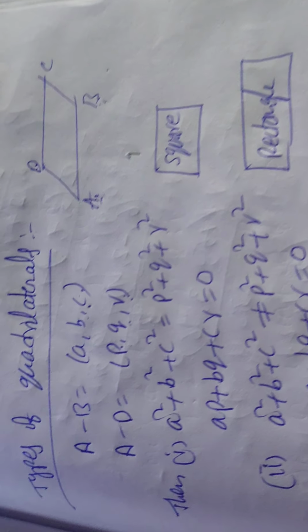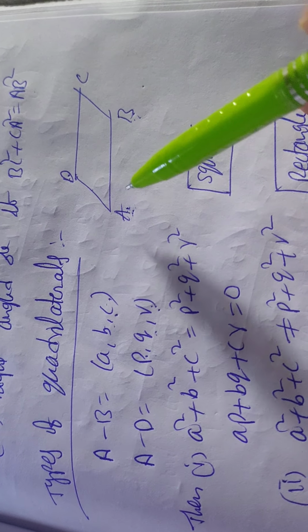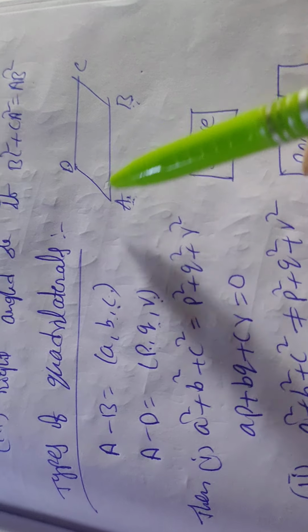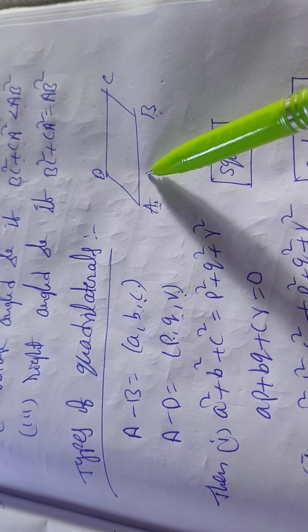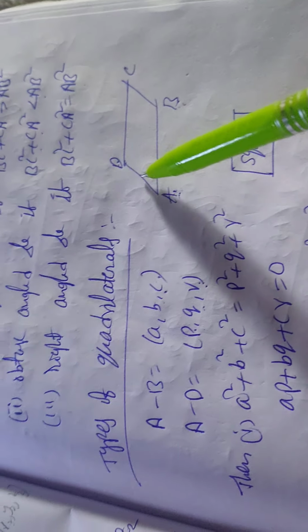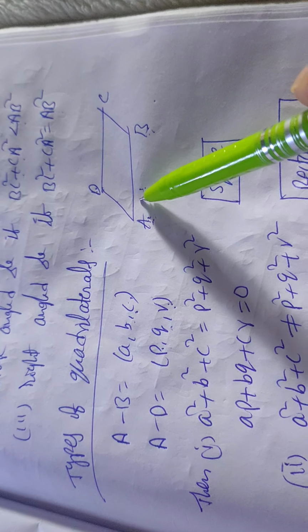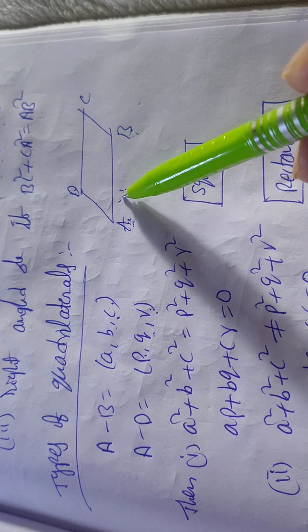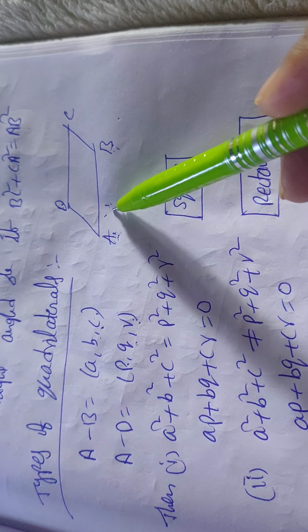Based on that, if adjacent sides are equal and the angle between them is 90 degrees, that is nothing but a square. If adjacent sides are equal and the angle is not equal to 90, then it is a rhombus. If adjacent sides are not equal and the angle between them is not 90, then it is a parallelogram. If adjacent sides are not equal and the angle between them is 90 degrees, then it is a rectangle.